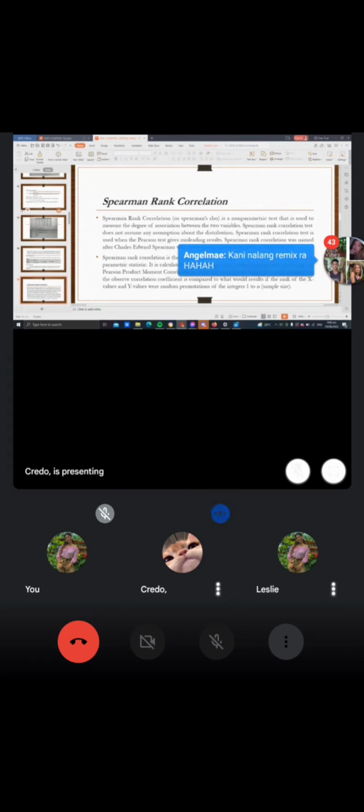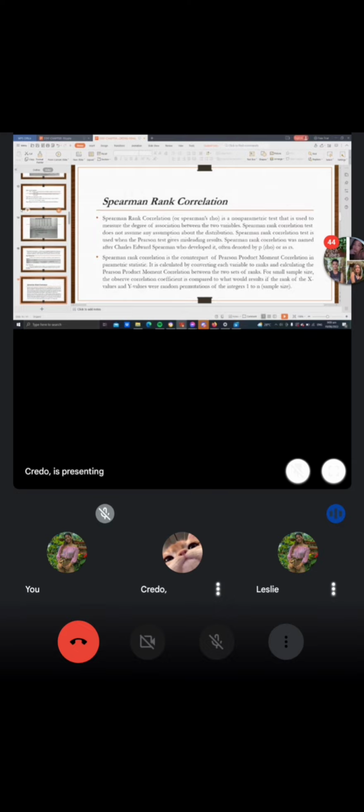And then, Spearman rank correlation. Spearman rank correlation, or Spearman's rho, is a non-parametric test that is used to measure the degree of association between two variables. Spearman rank correlation test does not assume any assumption about the distribution. It is used when the Pearson test gives misleading results.